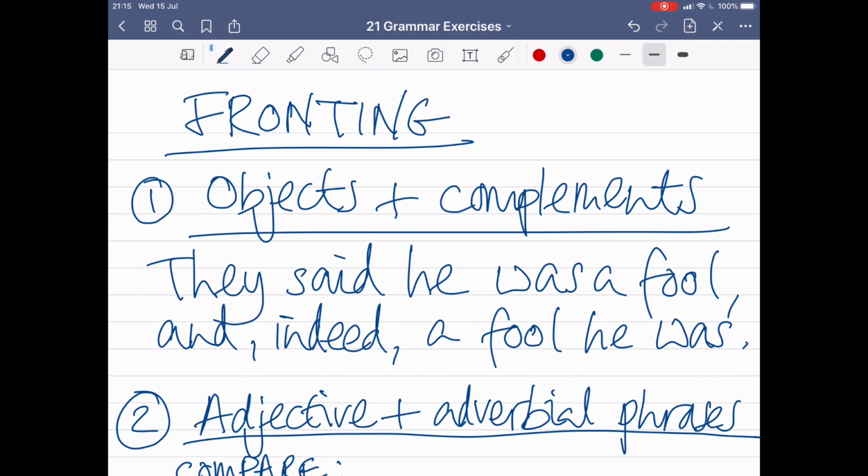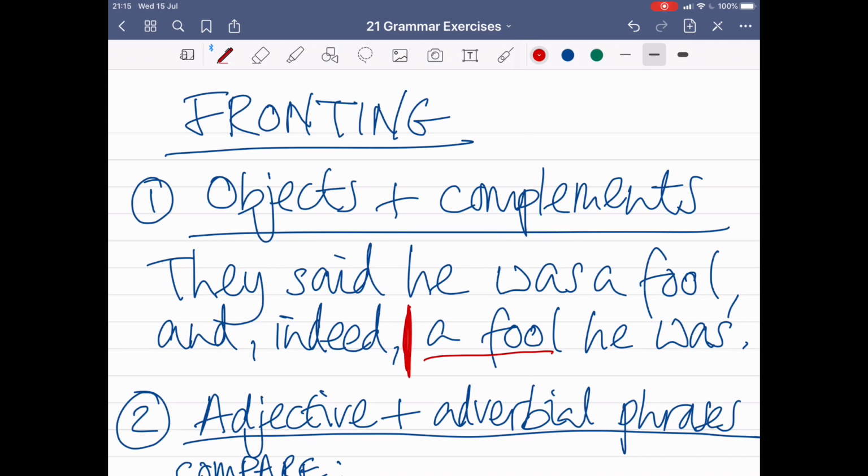Fronting. Fronting is about putting certain language to the start of a sentence or to the start of a clause. So, number one, we have fronting of objects and complements. So, for example, they said he was a fool, and indeed, a fool he was. Okay? Normal word order would be he was a fool, but here we have a fool he was. So this is fronted because this clause starts here.